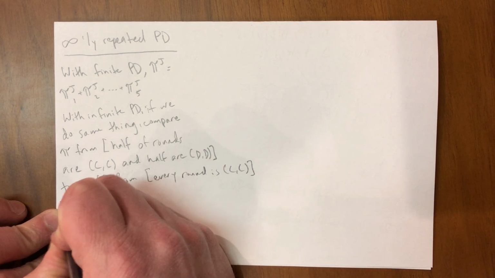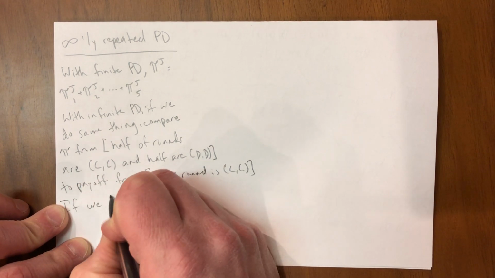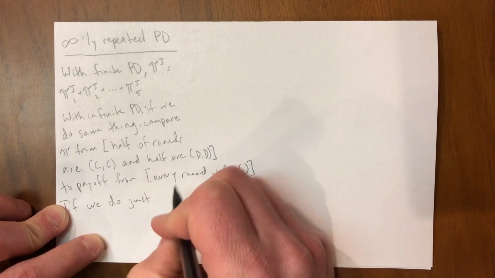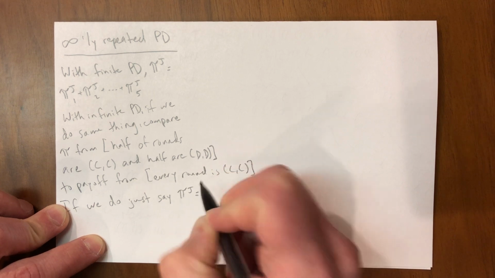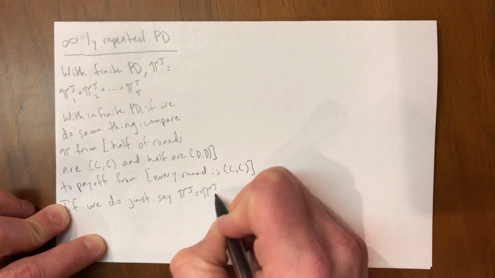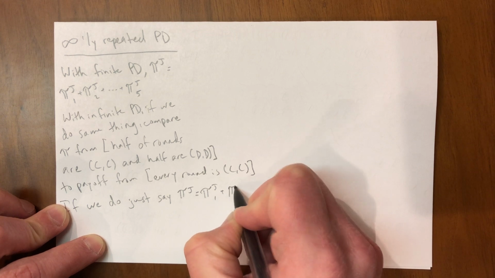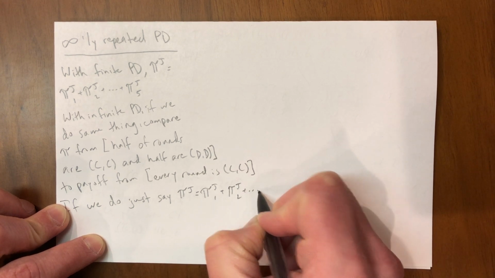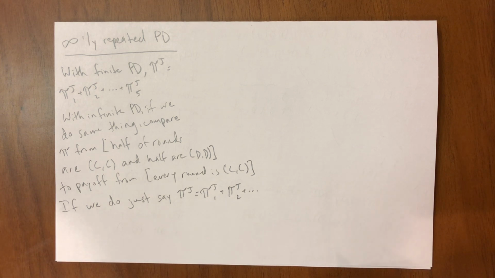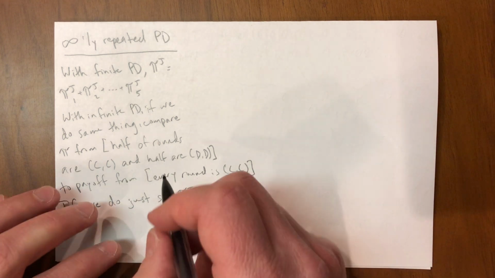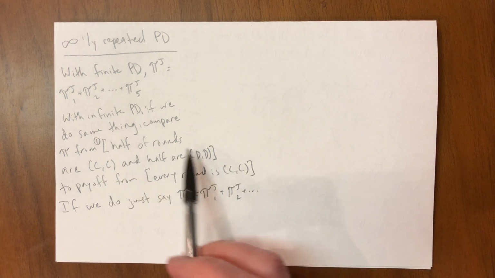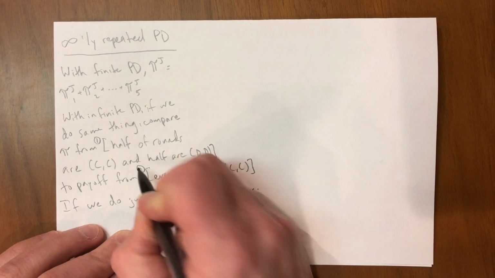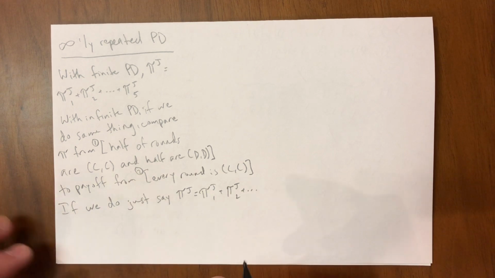But if we do just the same sort of idea, that pi of j is equal to pi of j in each period, and extend that infinitely, well, then we have a problem, right? Because, here, I'm just going to sneak in a label. We'll call half of the rounds CC, half DD, outcome 1. And every round CC, we'll call outcome 2.